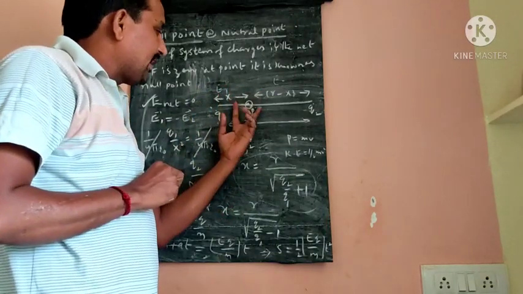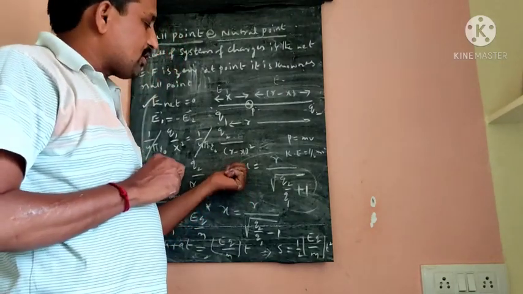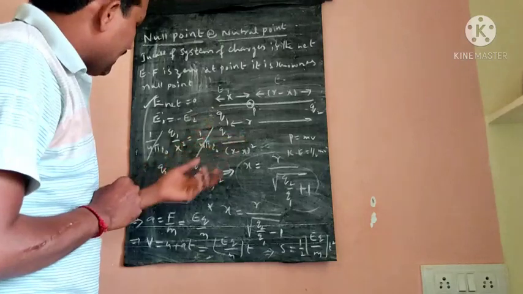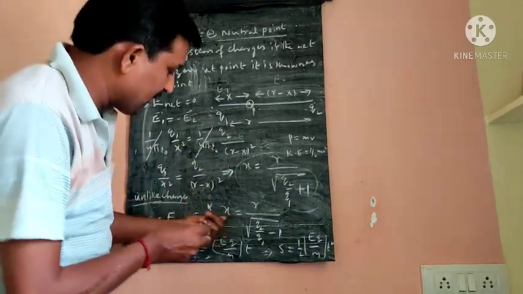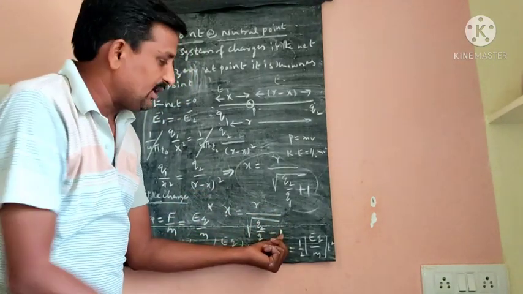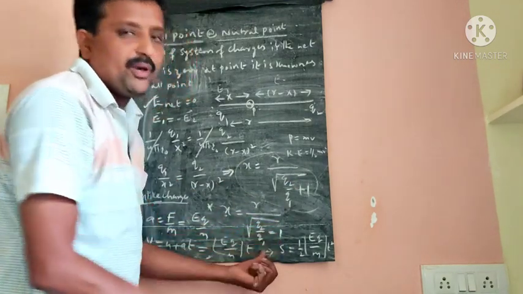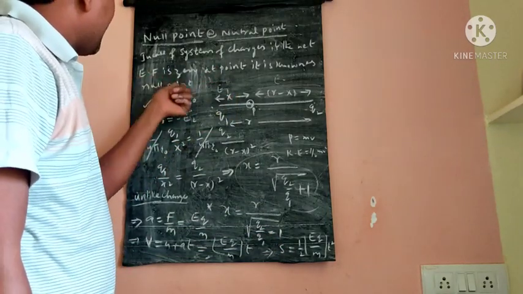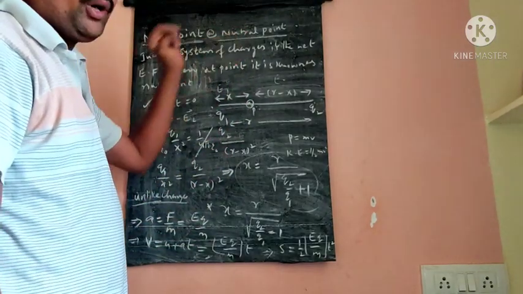So when we are taking like charges, the distance is measured directly by using this formula, x is equal to r by under root of Q2 by Q1 plus 1. When we are taking unlike charges, the equation is written as x is equal to r by under root of Q2 by Q1 minus 1. Here for like charges we take plus 1, for unlike charges we take minus 1. The point at which the total net electric field is zero is said to be the null point or neutral point.